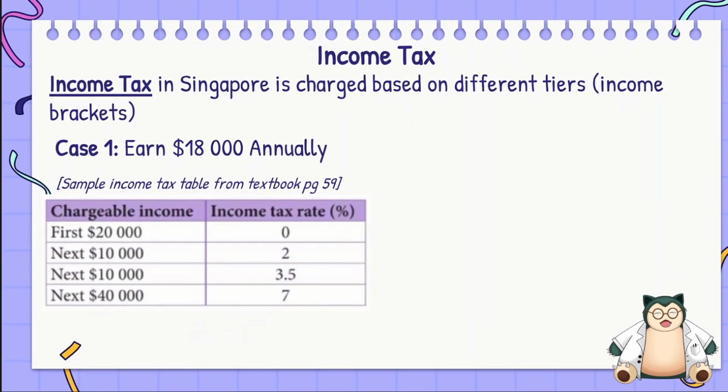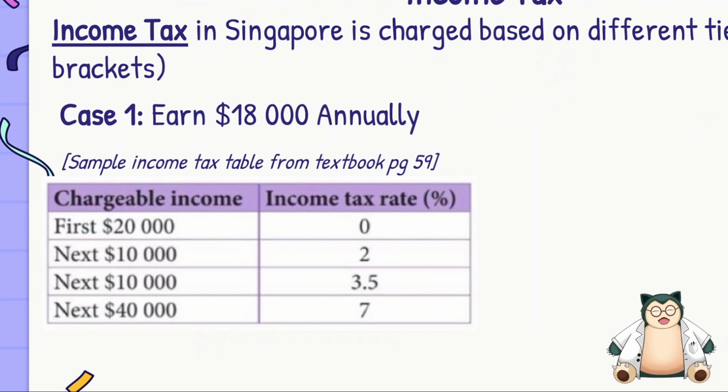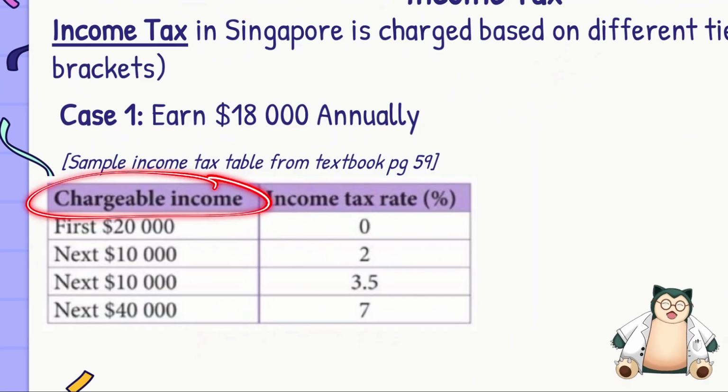Okay, the last thing of this video will be about income tax. Income tax is the fee charged by the Singapore government based on how much you earn in that year. It's charged based on a tiered system, or what we call income brackets, so we have to look at different tiers. This is a sample income tax table from the textbook on page 59. The chargeable income is the amount of money you earn in that year.